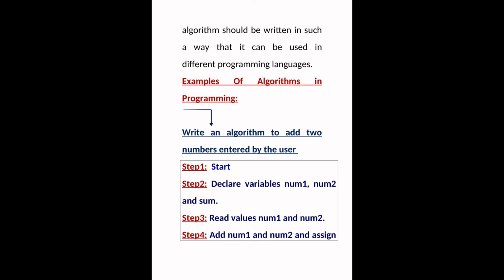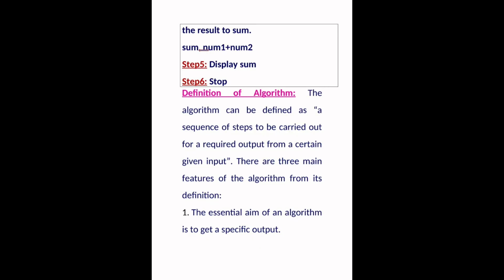Step 4, add number 1 and number 2 and assign the result to sum. Sum equals number 1 plus number 2. Step 5, display sum, which is the result of the two numbers. Step 6, stop. The final instruction is stop, which means the closing or ending of the algorithm.